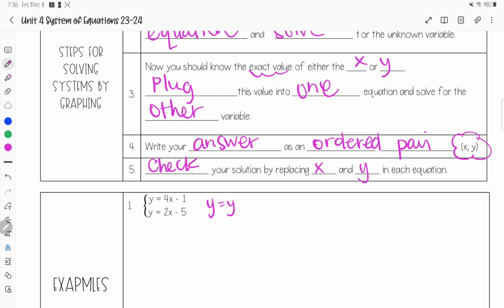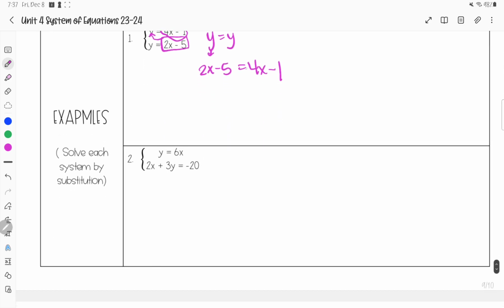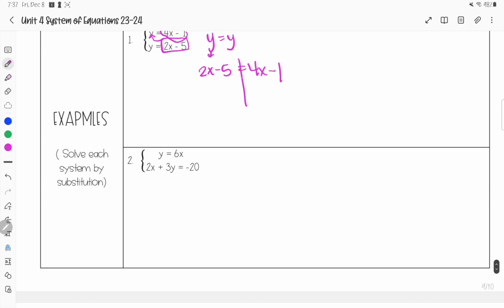It doesn't matter which y value, but I'm going to take this one right here, because this tells me that y equals 2x minus 5, and I'm going to put it in place of that y. So now this y is going to be 2x minus 5, and I'm going to set it equal to my other y, which was 4x minus 1. Now I can solve the equation just like I've always done. I'm going to solve for x. I'm going to move my x's to one side, which will zero those out, and then I'm going to move my numbers to the other side.